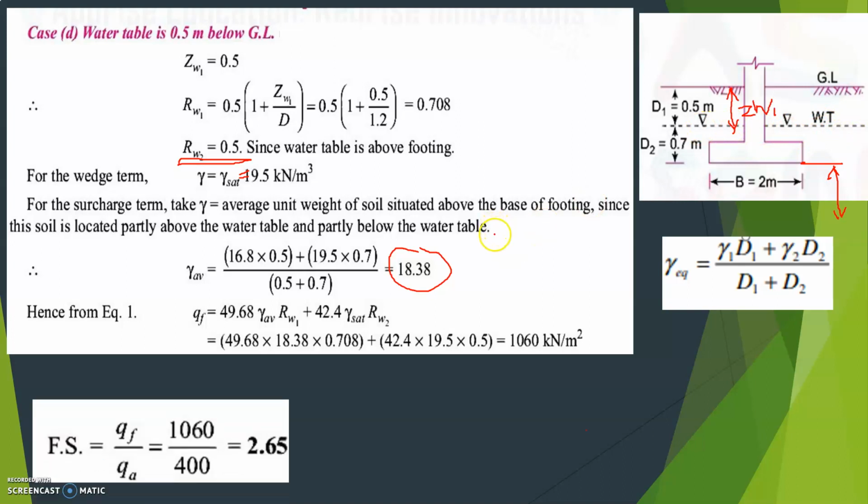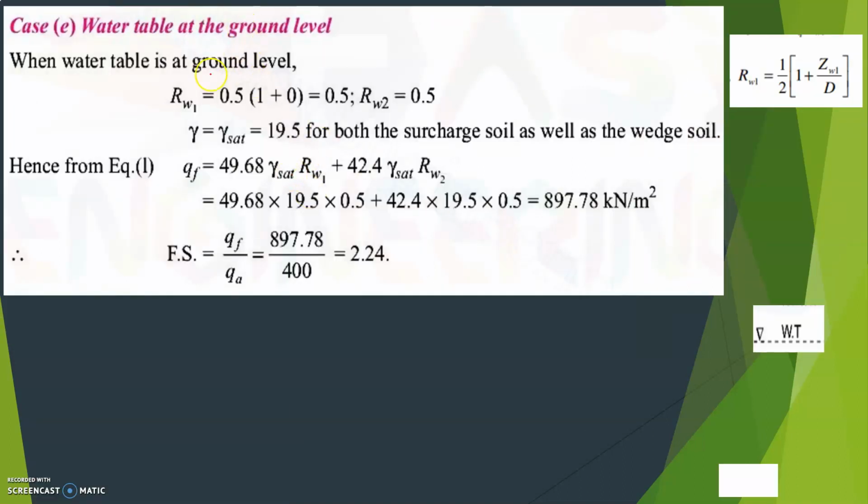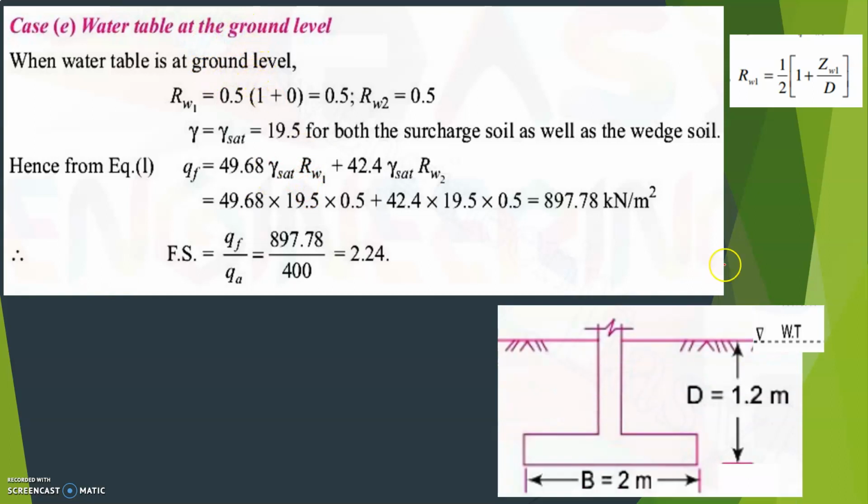Now, last condition, that is water table at the ground level. Now, the water table is at this point only. This is the ground level, so the water table is located here only. So now what happens, the entire soil becomes wet here. So for both the surcharge term and the wedge term, you have to consider gamma saturated only because the soil becomes wet, moisture, so gamma becomes gamma saturated.